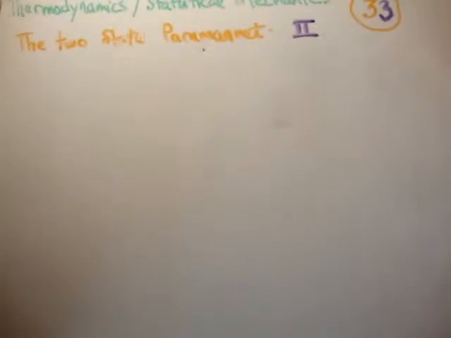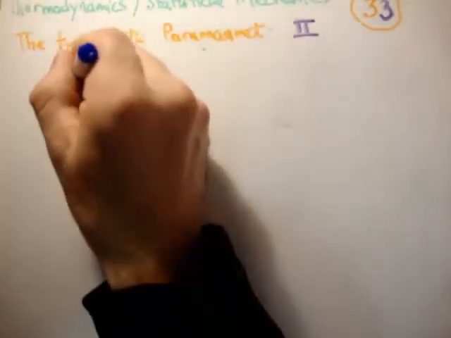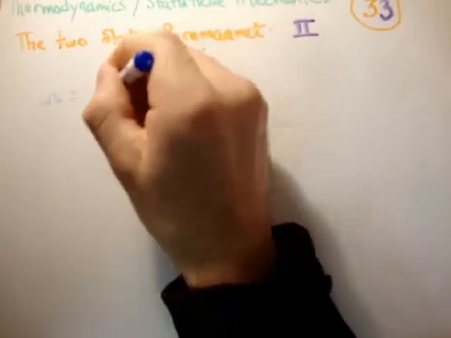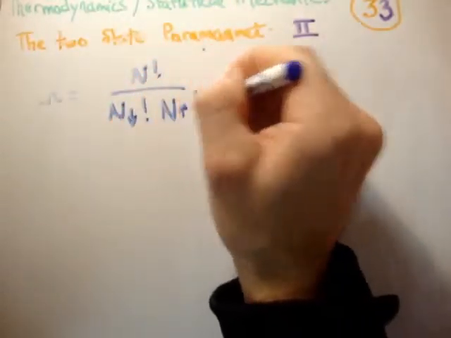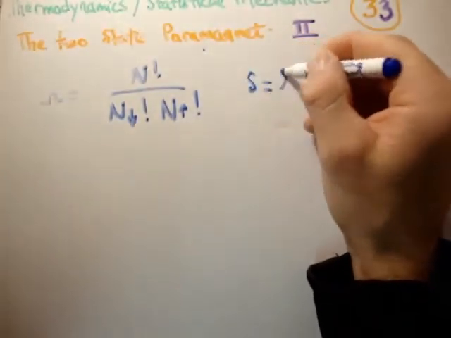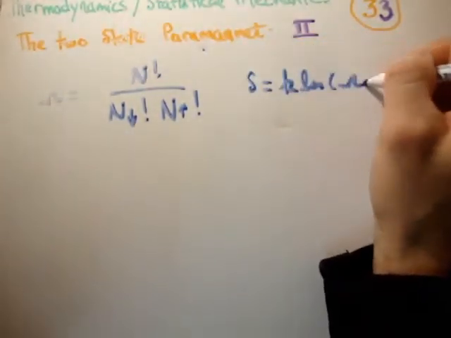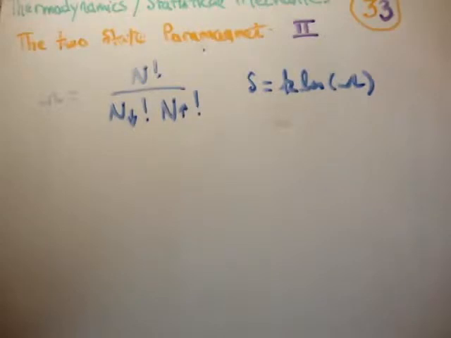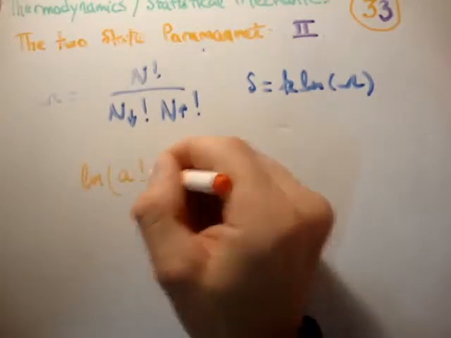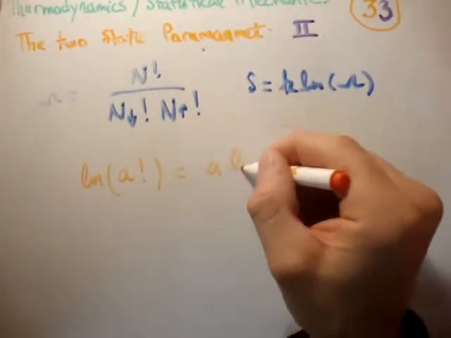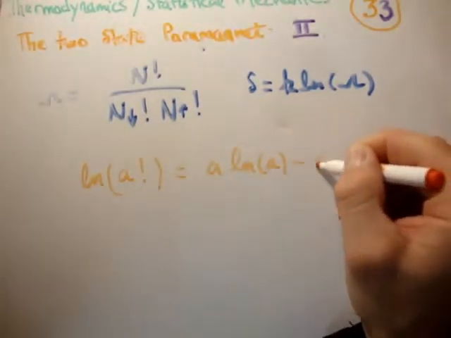So let's go to the start again. We had that the multiplicity is equal to the total number factorial, over the number down factorial and the number up factorial. So we need to get S is equal to K natural logarithm of the multiplicity. Now, what are we going to use here? Of course we're going to be using Stirling's approximation, so that the natural logarithm of A factorial is equal to A log A minus A.